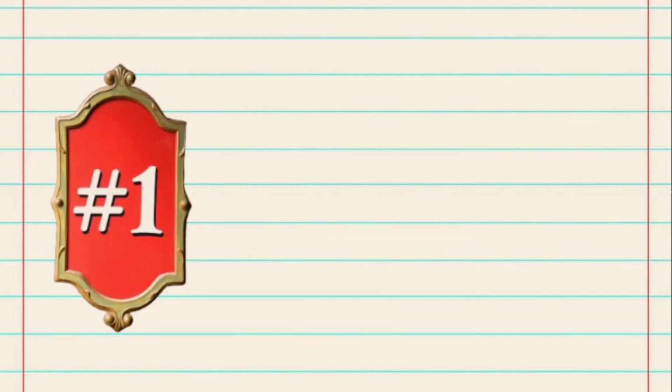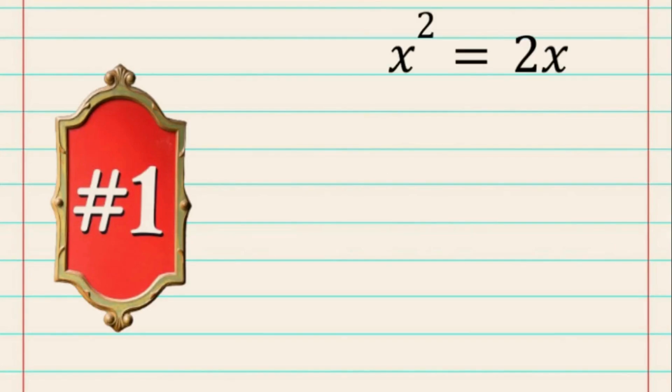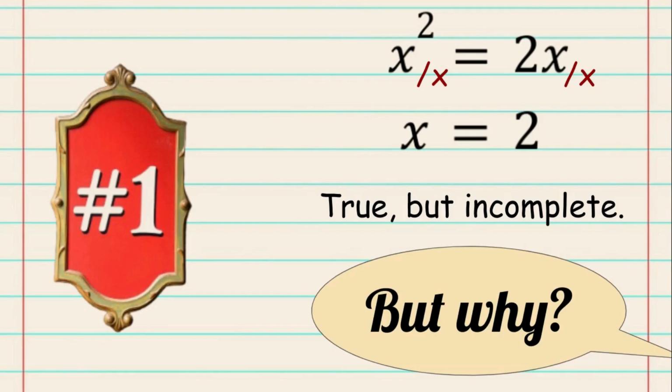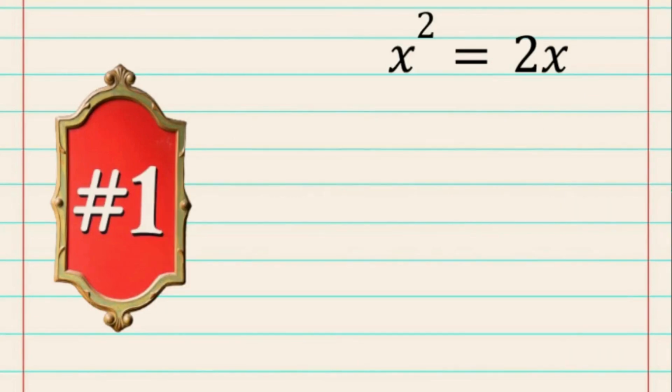Error number 1. Dividing through by a variable. Let's say we were given this equation to solve. Suppose I were to divide through by the variable x. Well, after cancellation, that would give me x equals 2, which is true, but incomplete. But why? Well, think about it. If I'm dividing through by x, I'm assuming that x does not equal 0, because you can't divide by 0. But unfortunately, 0 is one of the solutions to this equation. Bummer. Fortunately, this is an easy fix.